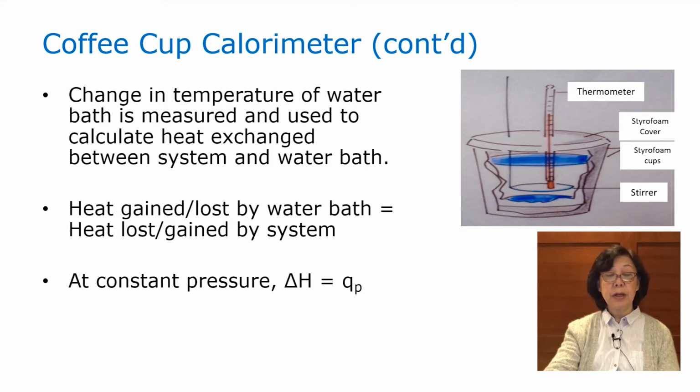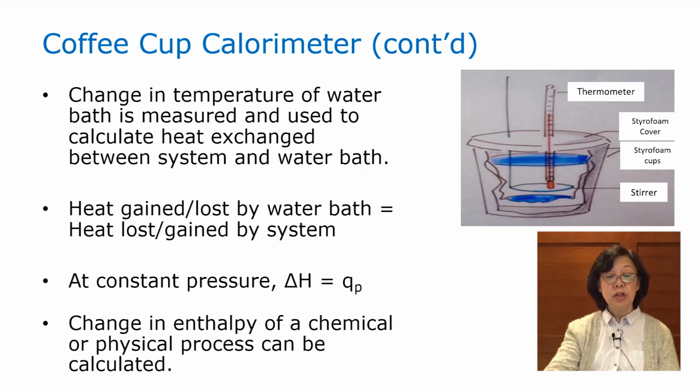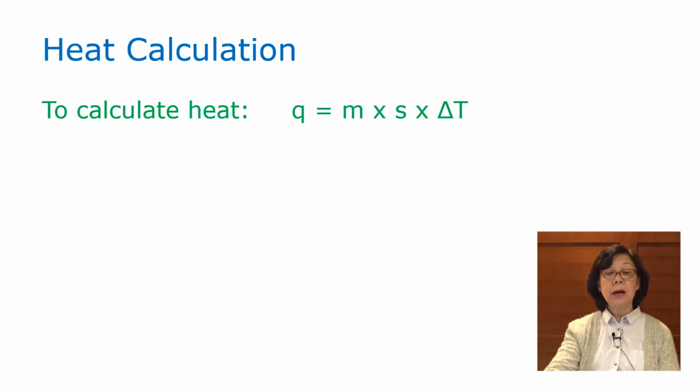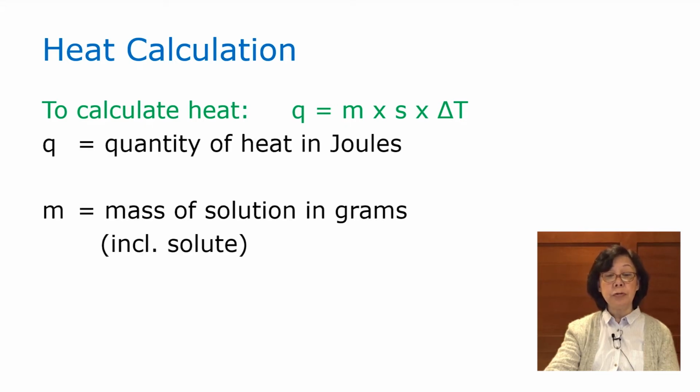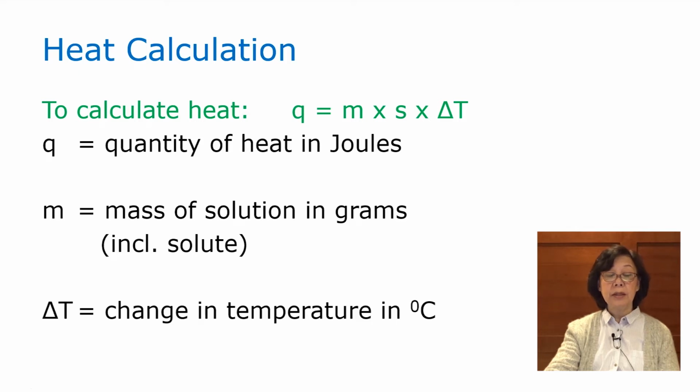At constant pressure, the enthalpy change is equal to the heat energy at constant pressure. Change in enthalpy of a chemical or physical process can then be calculated. To calculate heat when there's a temperature change, we use Q = msΔT, where Q stands for quantity of heat in joules, m stands for the mass of the solution in grams, which includes the mass of the solute, and ΔT is the change in temperature in degrees C, which is final minus initial temperature.